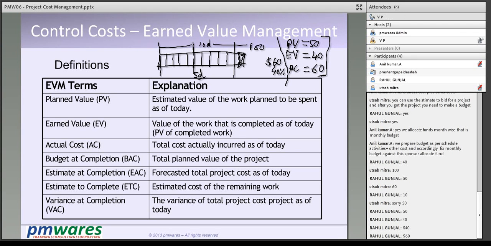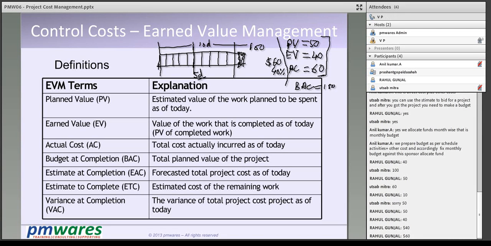Now let's look at this. This is BAC. In this case, BAC is $100. Budget at completion. What is the total budget? This is $100. Estimate at completion means now I am at this position. I have spent $60, achieved only work worth $40. Now what will be my estimate?